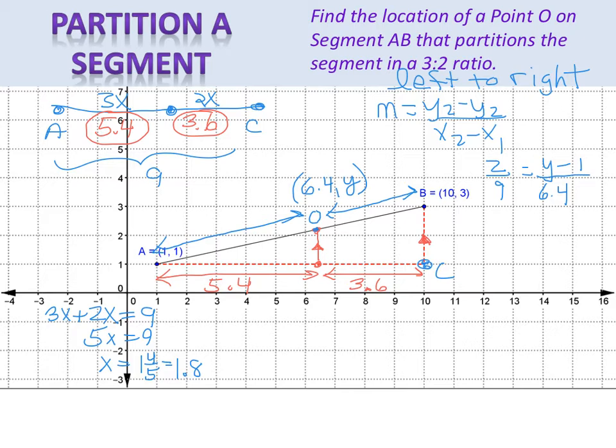And I'm going to go over here to the 1 again, 6 4/10 minus 1. Let's simplify that. 2 over 9 equals y minus 1 over 5 4/10. If I cross multiply, I end up with 10 8/10 equals 9y. Make sure you distribute that 9. I'm going to add 9 to both sides. Equals 9y. That's a 9, not a 4.